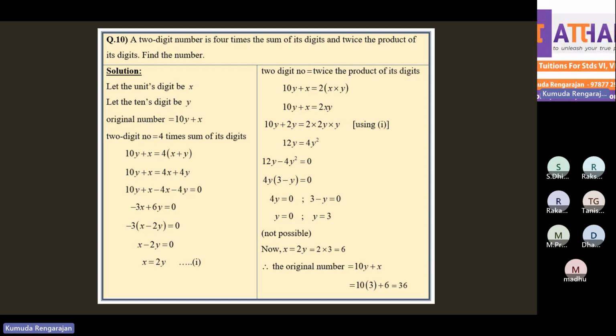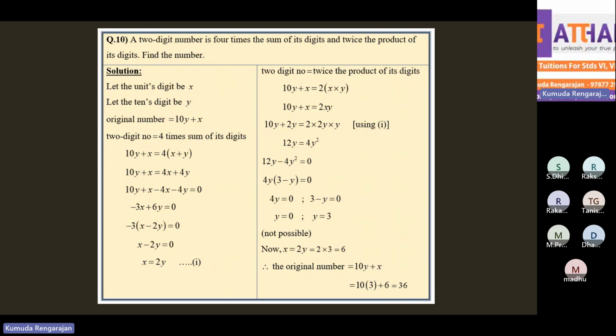On the online students, let the ones digit be x. Let the tens digit be y. Original number 10y plus x. New number 10x plus y, because it will be reversed like this. The units digit x will come to the tens place, and y will go to the units place: 10x plus y.